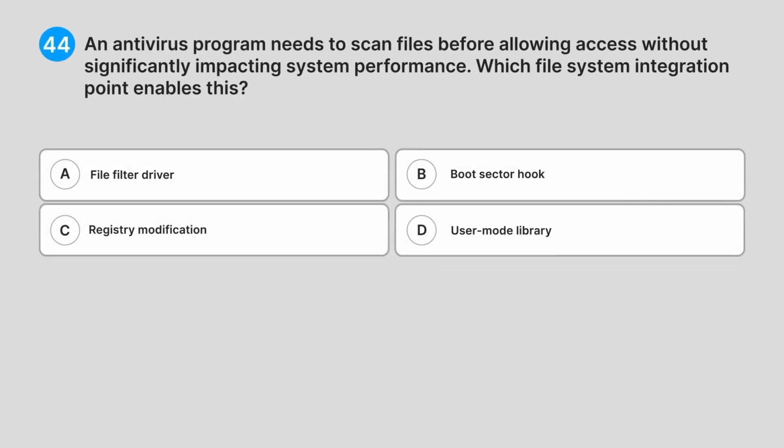44. An antivirus program needs to scan files before allowing access without significantly impacting system performance. Which file system integration point enables this? A. File filter driver, B. Boot sector hook, C. Registry modification, D. User mode library.